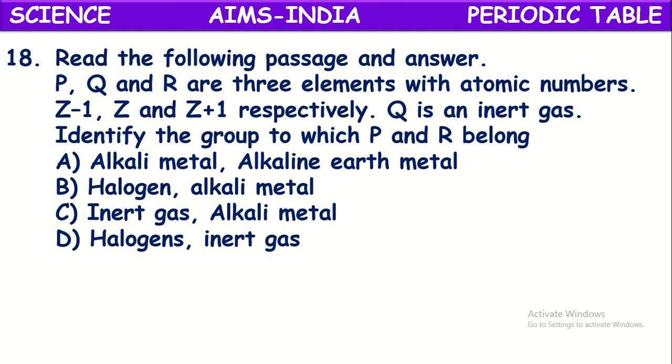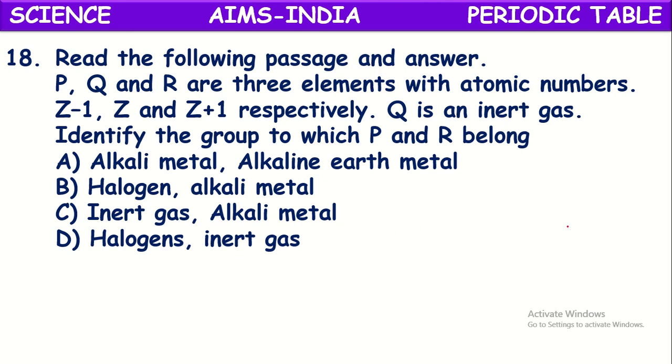Okay. Next question. Read the following passage and answer. P, Q, and R are 3 elements with atomic numbers Z-1, Z, and Z+1 respectively. Q is an inert gas. Identify the group to which P and R belong. Here they have given some hypothetical elements and their atomic numbers. And among these, one clue is given. Q is an inert gas.